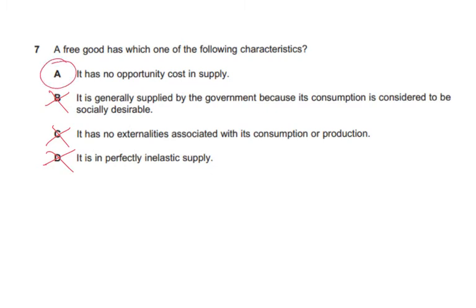So A, no opportunity cost in supply. We know that because if the good is free, then that implies that there is no scarcity of that resource. If there is no scarcity, then we don't have to make a choice with scarce resources. And if we don't have to make a choice with scarce resources, then there is no opportunity cost. So the correct answer in this case was A.